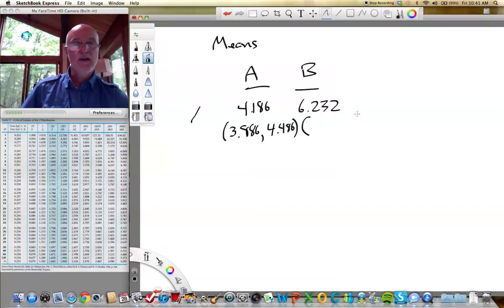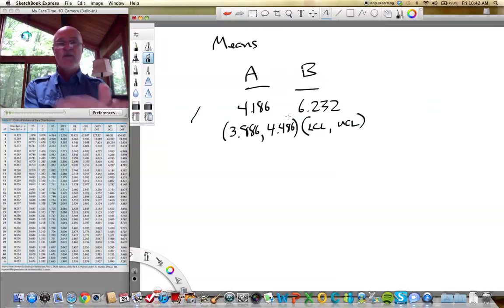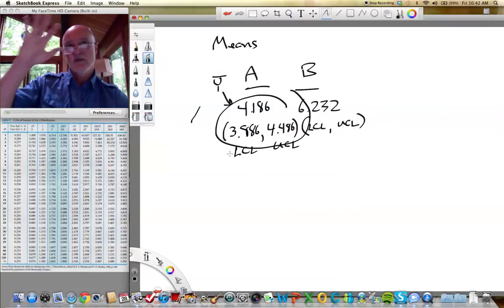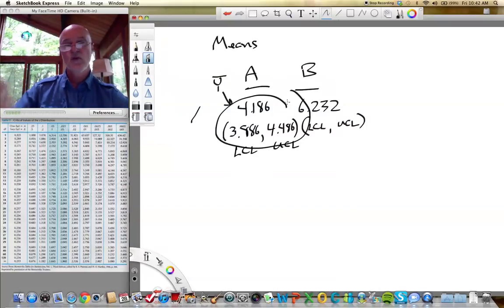And you would do the same thing over here. You would give the lower confidence limit and the upper confidence limit for 6.232, and then you could see whether they overlapped the other mean that you're comparing it with. So this is the lower confidence limit, this is the upper confidence limit. Okay, so that's how often these values are presented. This is the mean, and then this is the lower confidence limit and the upper confidence limit. And you can present a table of means that way, which illustrates the level of confidence you have in this particular value.